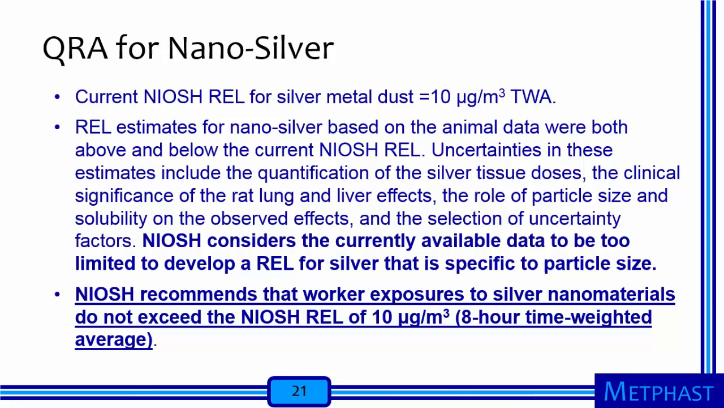And therefore, NIOSH recommends that worker exposures to silver nanomaterials do not exceed the NIOSH REL of 10 micrograms per cubic meter as an 8-hour time-weighted average.